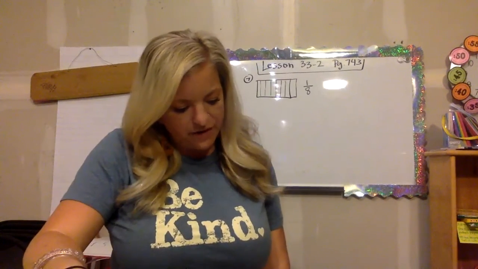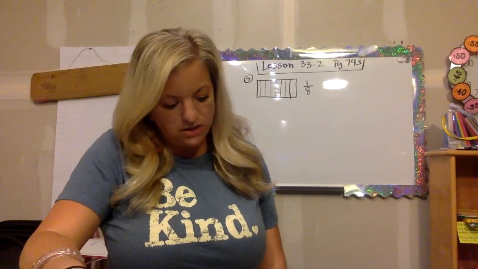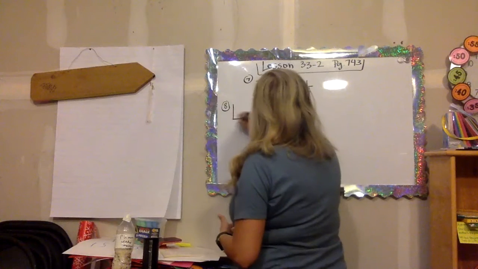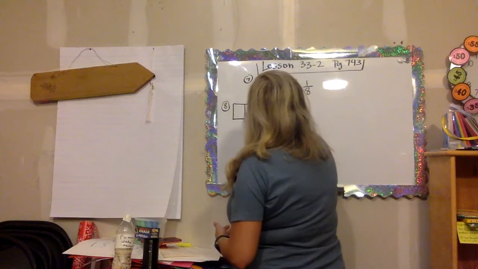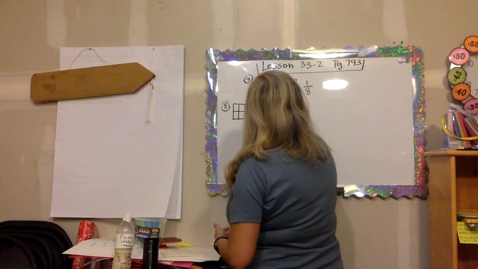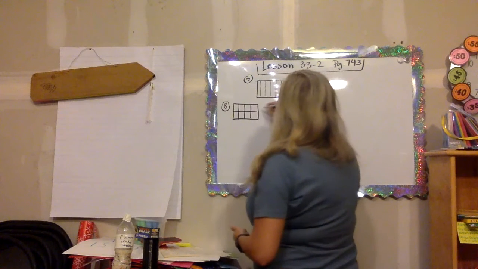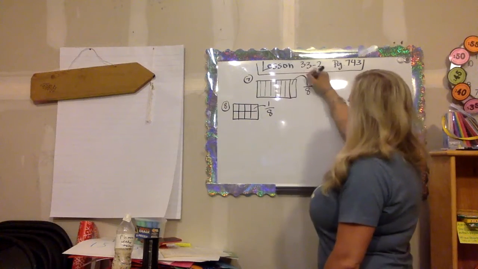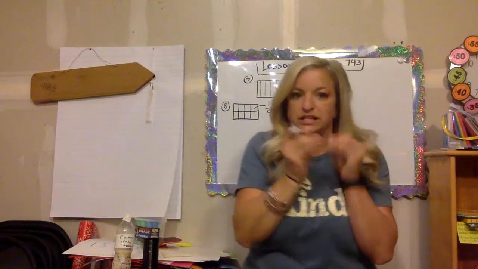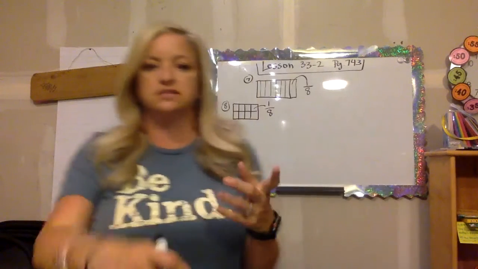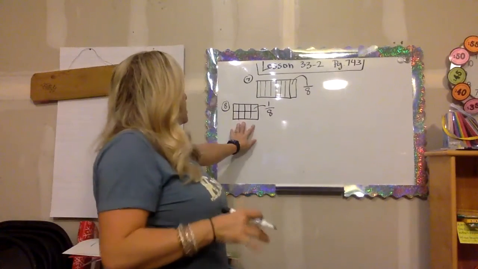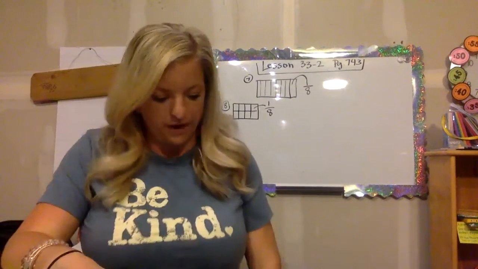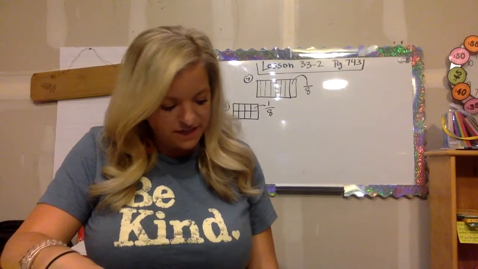Show a different way to divide the rectangle from problem 7 into 8 equal parts. What fraction of the total area of the rectangle is each part? So I'm going to draw the same rectangle and I'm going to divide it into 8 equal parts. One of these is 1 out of the 8. So each one is a unit fraction. It's a unit, it's a piece. Think of an apartment complex. It's a huge building, but each one is considered its own unit.